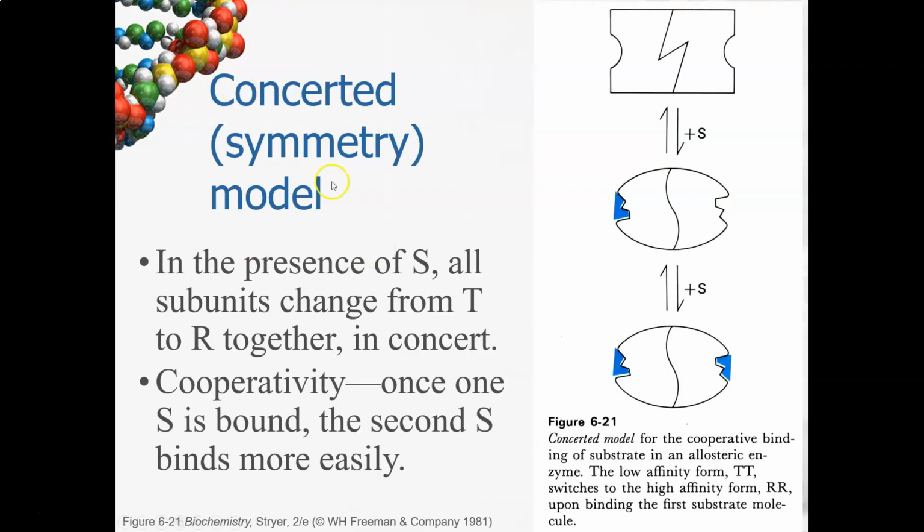So in the concerted model, what happens is that if I have my dimer that's in the T form, it's difficult for the first molecule of substrate to bind because that molecule of substrate binding needs to drive the conversion from the T form to the R form. In the concerted model, the subunits of the protein all change together in concert from the T to the R form. That makes it much easier then for a second molecule of substrate to bind. So in the concerted model, either all the subunits are T or all the subunits are R, but you don't have any kind of intermediate configuration.